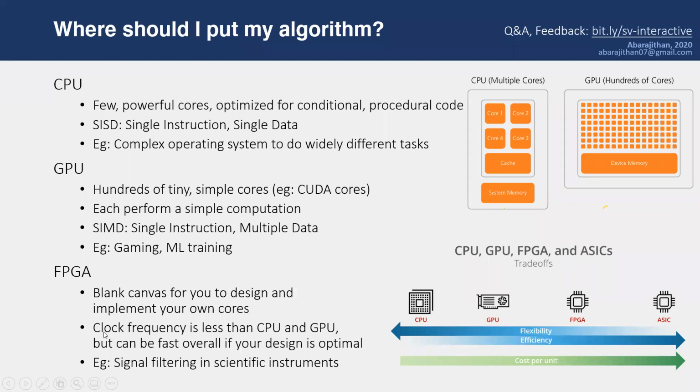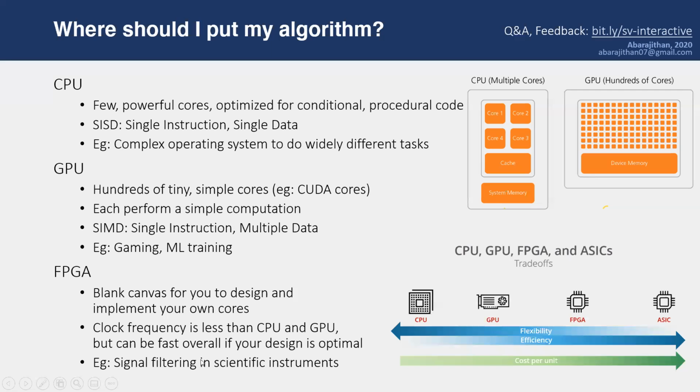The problem with FPGAs is that they are slower than CPUs and GPUs. CPUs are around 2.9 gigahertz, and GPUs are also around 2.9 or 3 gigahertz clock speed. But an FPGA has a maximum clock speed of around 400 or 600 megahertz. I think even the best ones might have around 600 megahertz. So they are definitely slower in clock frequency than CPUs and GPUs.